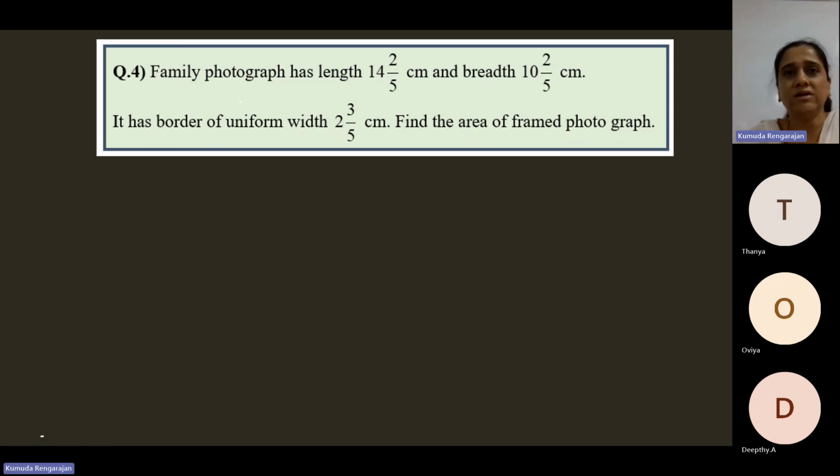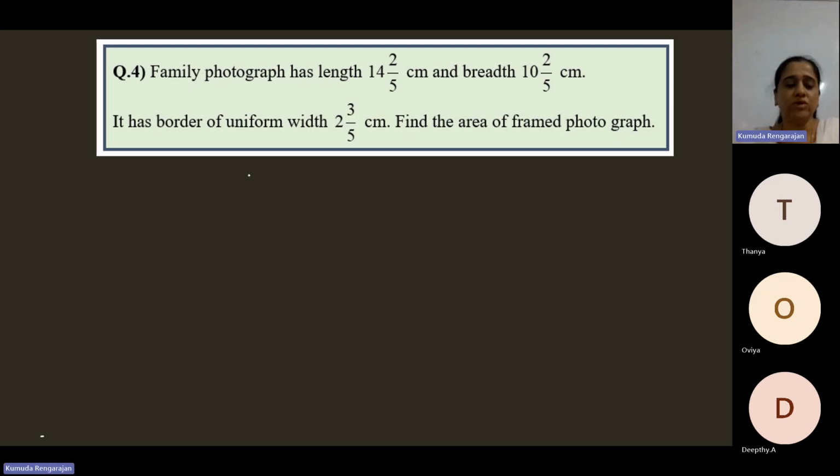Correct. We're about to answer this question. A family photograph has length 14 2 by 5 centimeters and breadth 10 2 by 5 centimeters. It has a border of uniform width 2 3 by 5 centimeters. Find the area of the framed photograph.